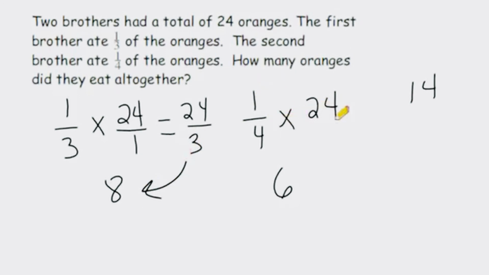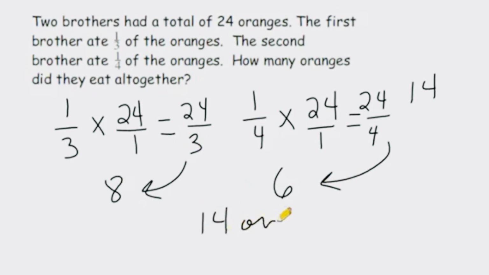And for 1/4 of 24, we can multiply the numerators, which gives us a product of 24. And on the bottom, we have 4 times 1, which gives us a product of 4. And 24 divided by 4 is equal to 6. So we can add 8 and 6 together, and that would give us a total of 14 oranges.